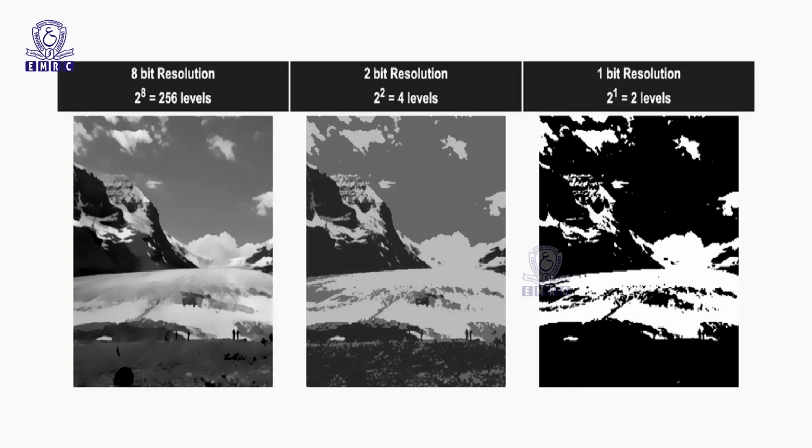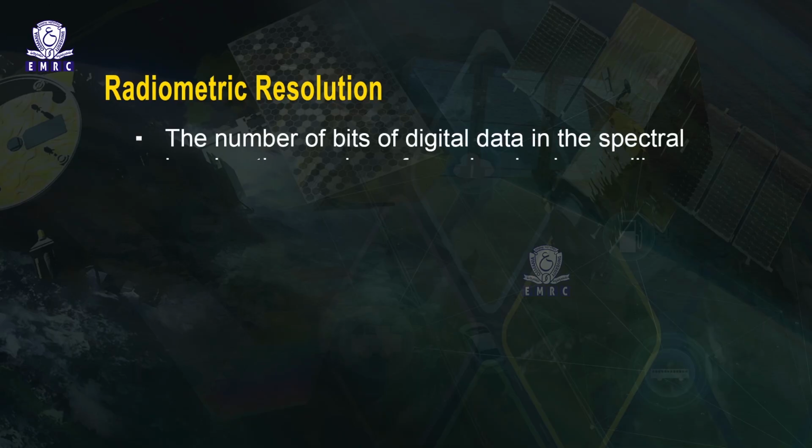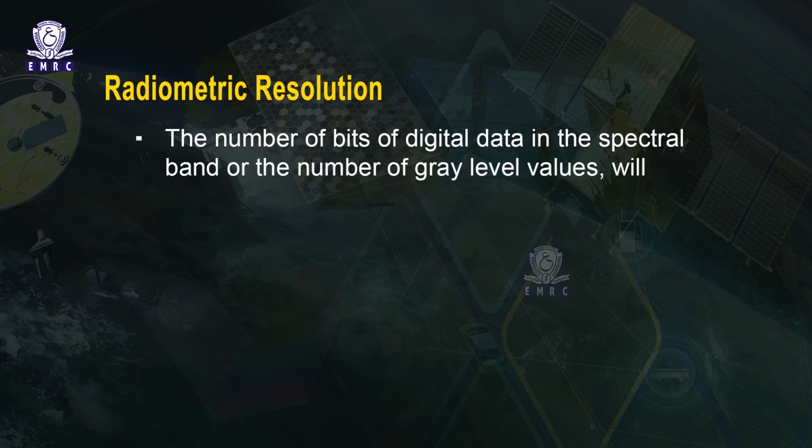This smallest change in the intensity level that can be detected by a sensing system is called radiometric resolution. It is a capability to differentiate the spectral reflectance or emittance between various targets. This depends on the number of quantization levels within the spectral band. In other words, the number of bits of the digital data in the spectral band, or the number of gray level values, will decide the sensitivity of the sensor.